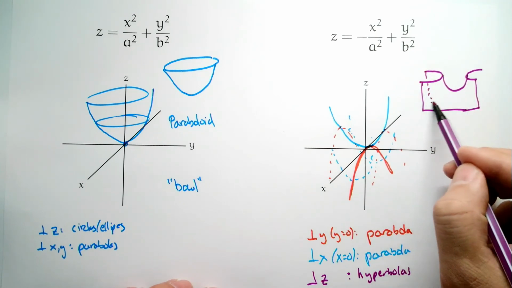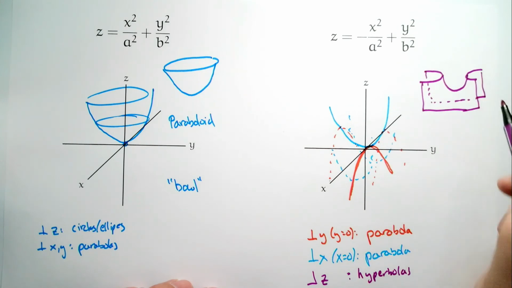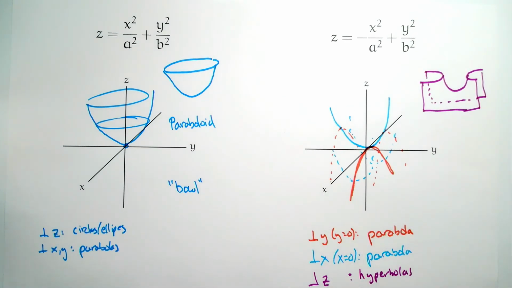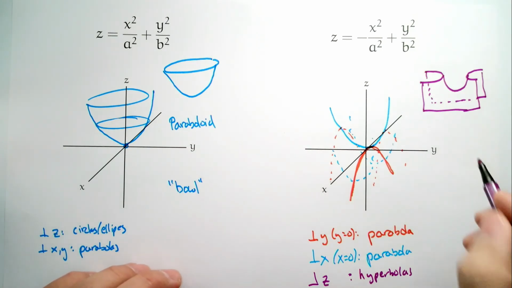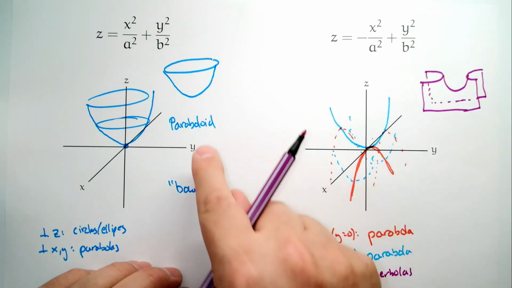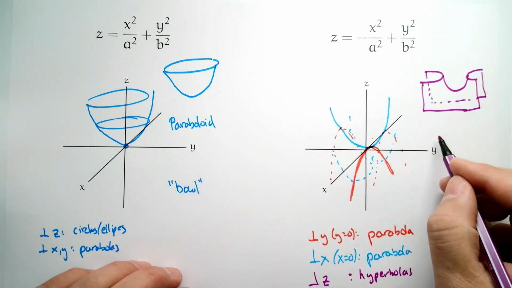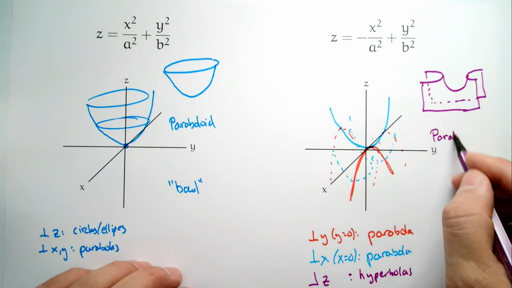So that's our basic shape. Now, what do we call this? Well, it's still based off of parabolas. Those are our cross sections we see. So we're still going to call this, again, a paraboloid.